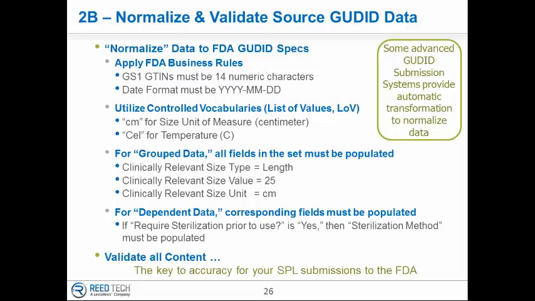There's also grouped data: if you're submitting one value, you have to submit all three. An example of that is your clinically relevant size type, value, and units. There's also dependent data, where if you're answering yes to a particular true-false question, then a yes may mean you have to tell us what your sterilization method is. So there are all types of different validation rules related to the way the data is being gathered.